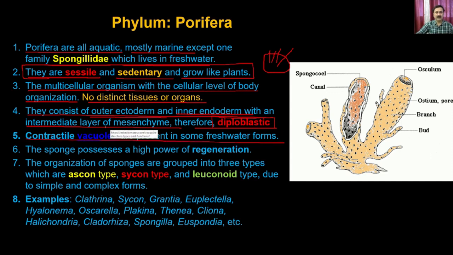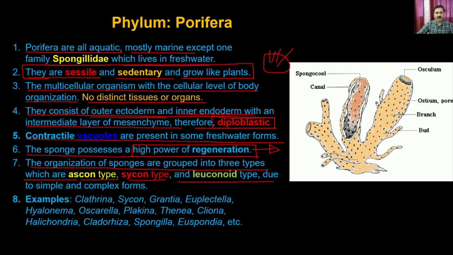So you remember that vacuoles are usually present in plants. The sponges possess a high power of regeneration. Sponges have a very high power of regeneration, which means even if you crush some of these sponges and make it completely a homogenate, even then if live cells are present, they can recover from that particular type of damage and give you the complete organism. The organization of the sponges is grouped into three types, which are the ascon type, sycon type, and the leuconoid type.